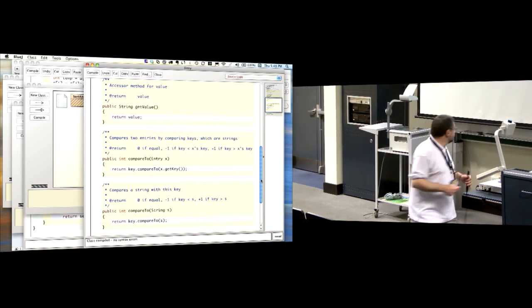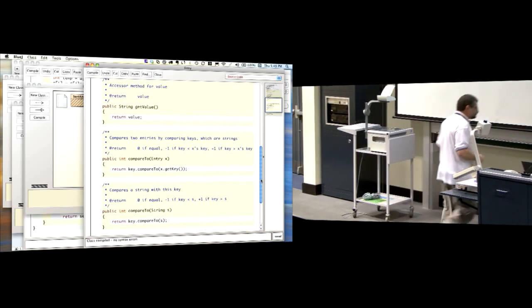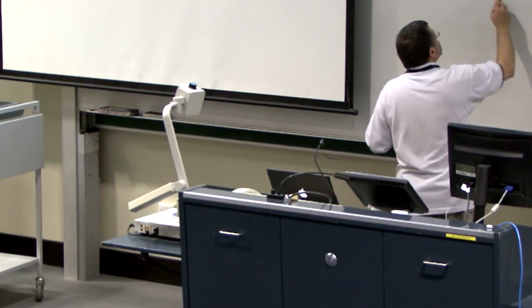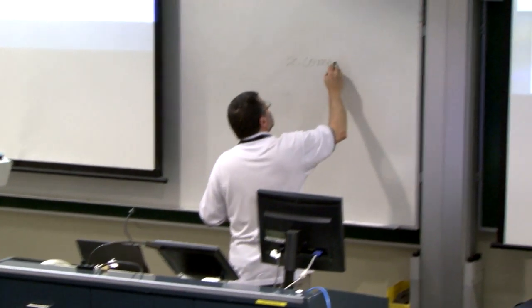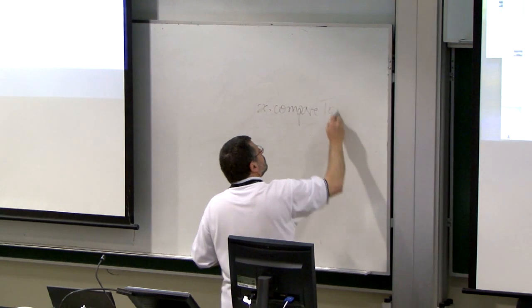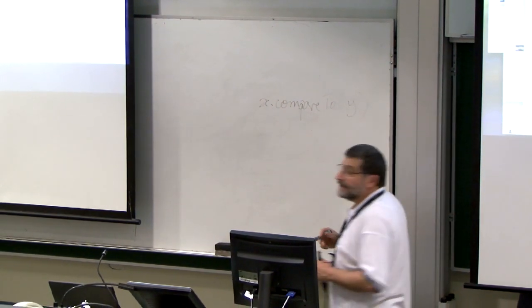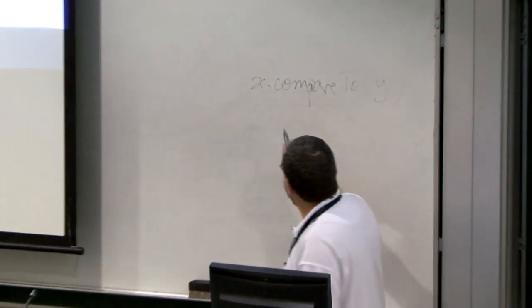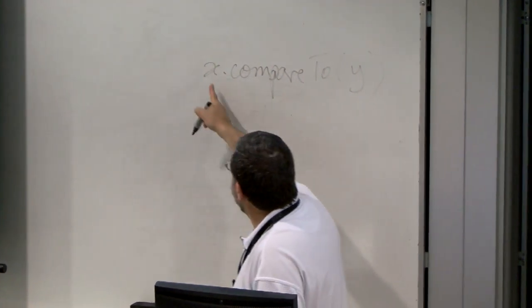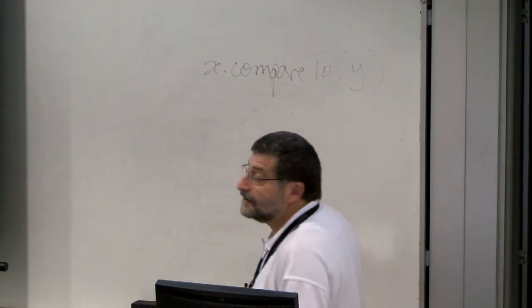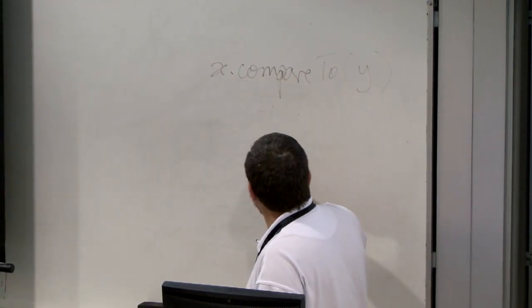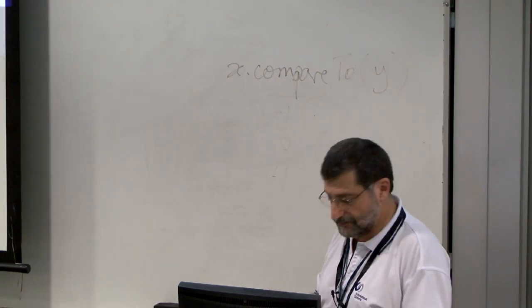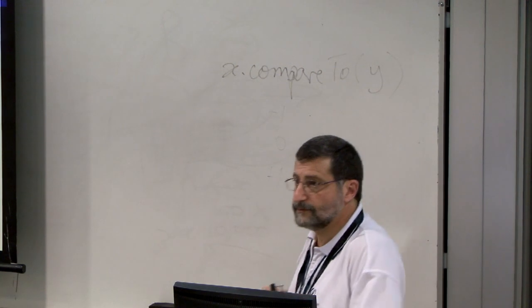Right, get that? So if I do a comparison, if I do x compared to y, and if x comes before y in our ordering, we'll return -1. If x and y are the same, I'll get 0. If x comes after y in our ordering, I'll get plus 1, or at least a positive number. Right? So we'll use that in a bit.